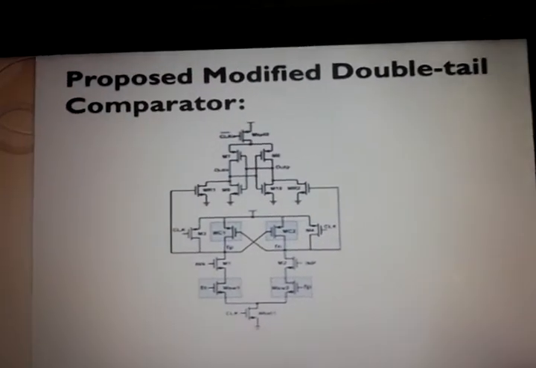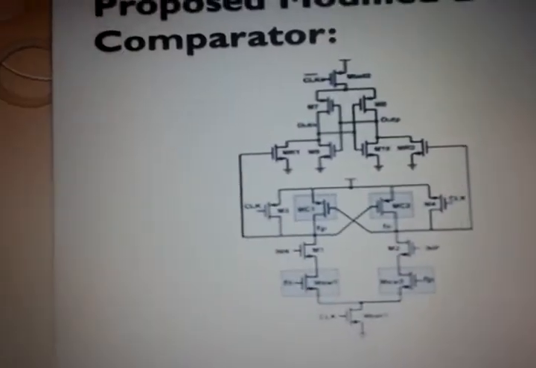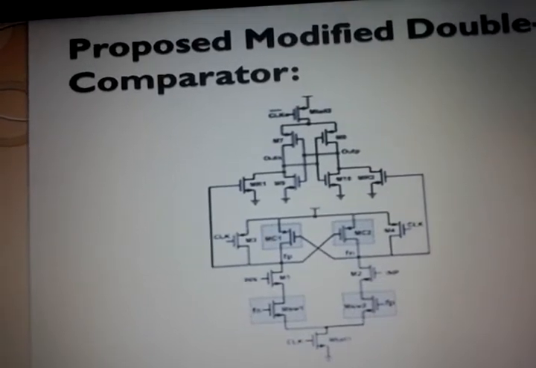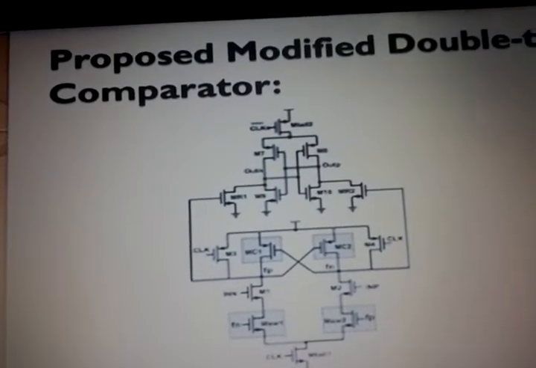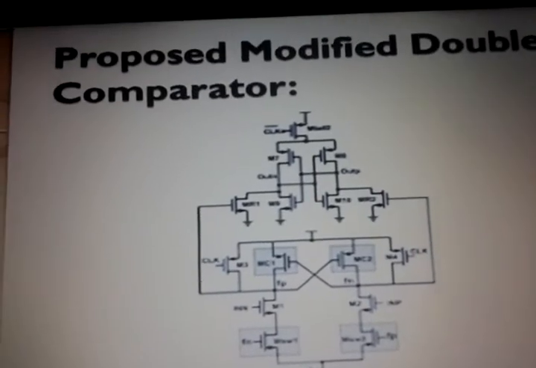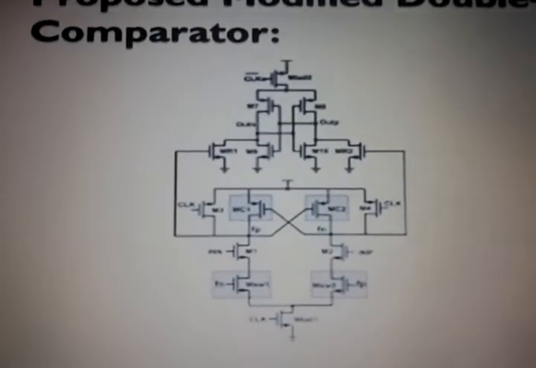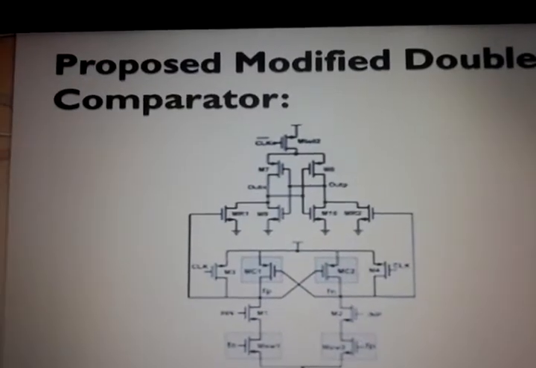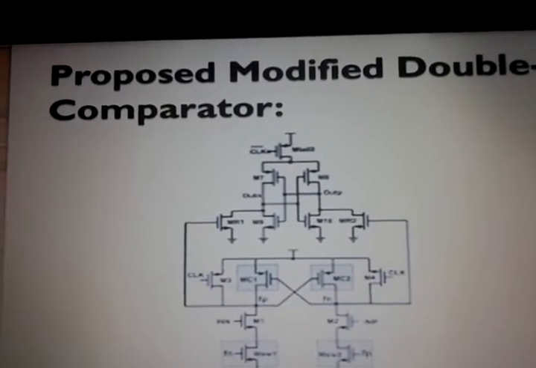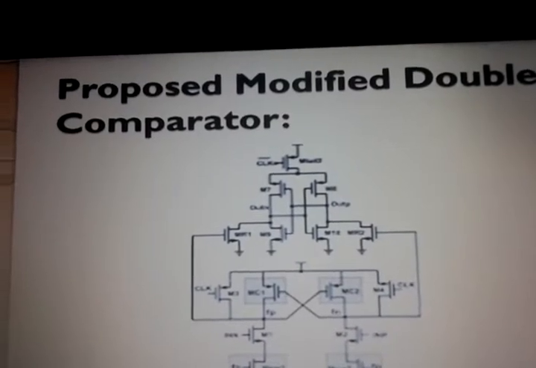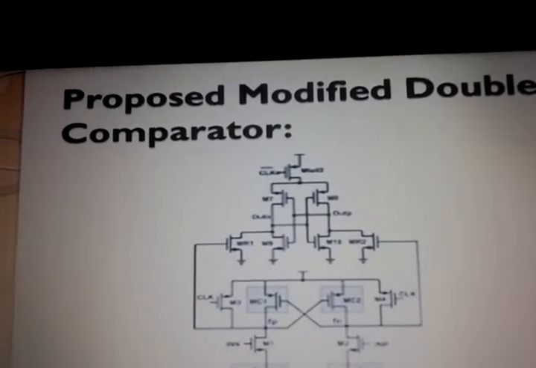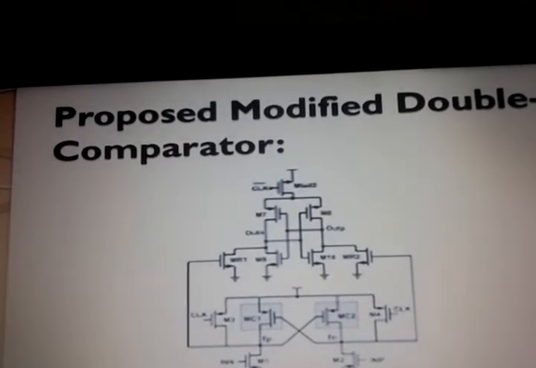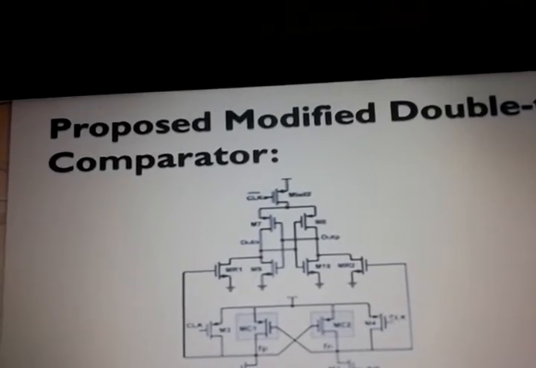Operation of our proposed modified double tail comparator is as follows. During the reset phase, the clock is 0, and M-tail 1 and M-tail 2 are off. M3 and M4 pull both Fn and Fp nodes to VDD, hence the transistors MC1 and MC2 are cut off. Intermediate stage transistors MR1 and MR2 reset both latch outputs to ground.